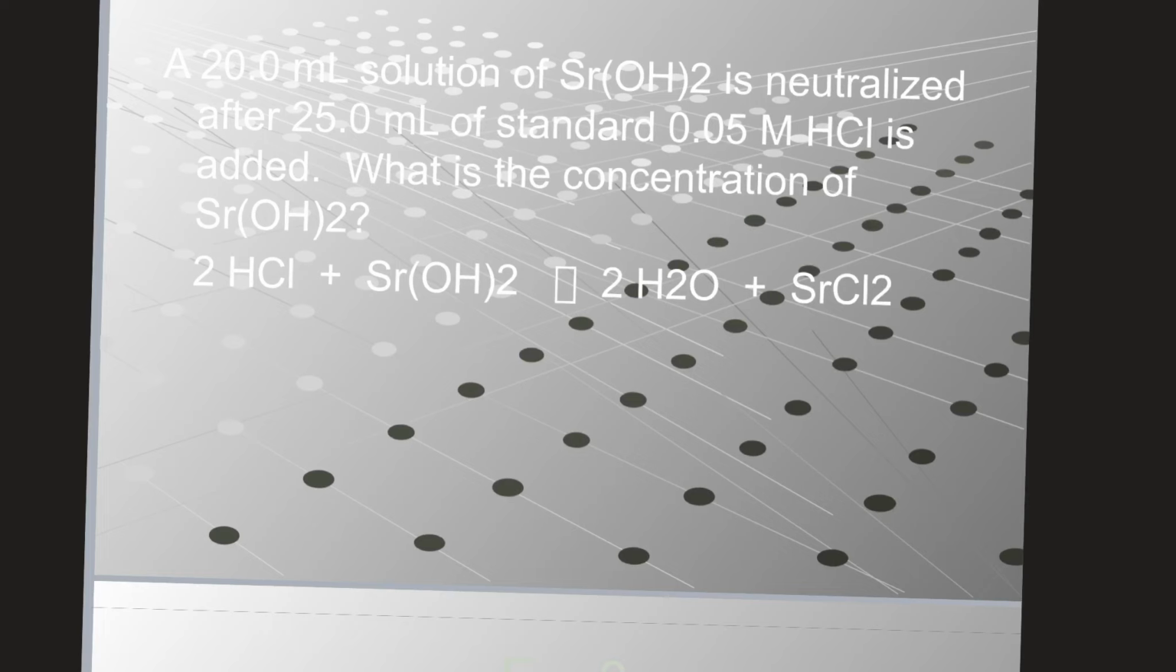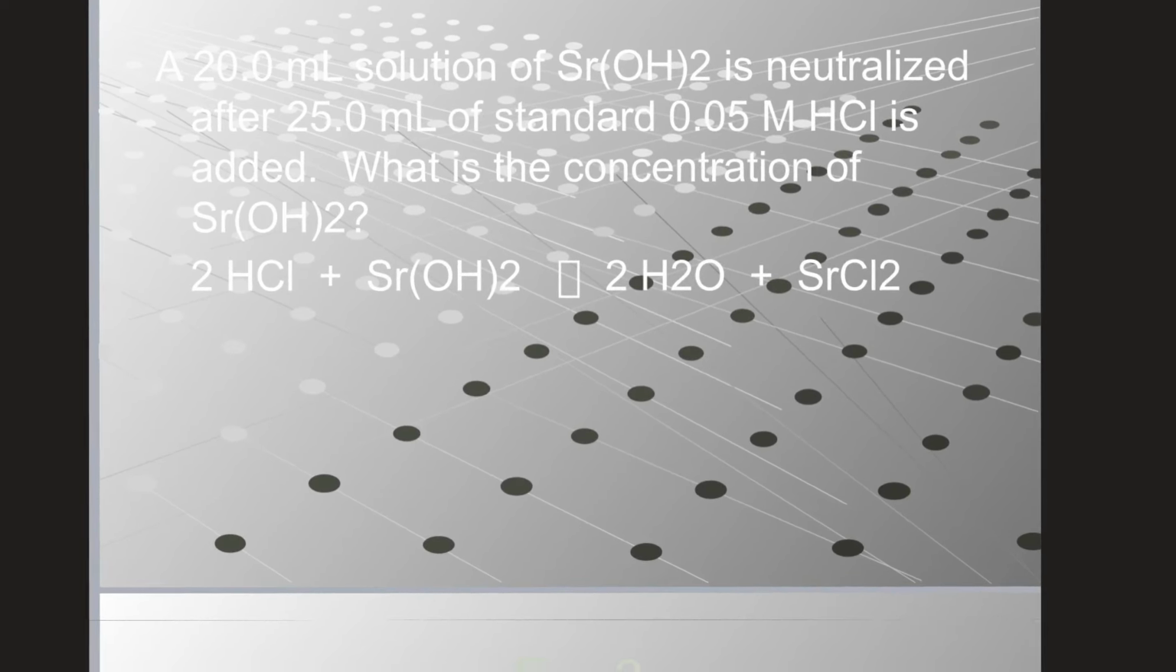In the next example, 20 mL of a solution of strontium hydroxide is neutralized after 25 mL of a standard 0.05 molar HCl solution is added. What is the concentration of strontium hydroxide? Once again, let's list out to the side the things that you're going to need.